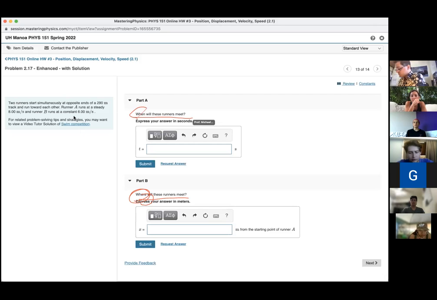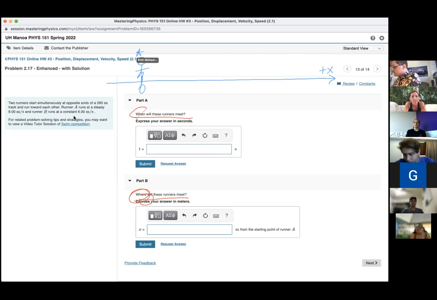All right, so what I'm going to do is try and create here a quick visualization of what's going on. So this is like step 1 of doing any of these problems. I'm going to define that straight track as the x-axis. And then I'm going to suppose that runner A starts here at the origin, and runner B starts there at 290 meters. Runner A is going to be traveling with a speed. I'm going to write these as speeds instead of velocities. Speed of 8 meters per second.